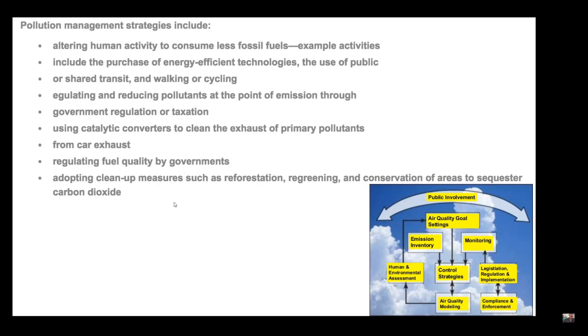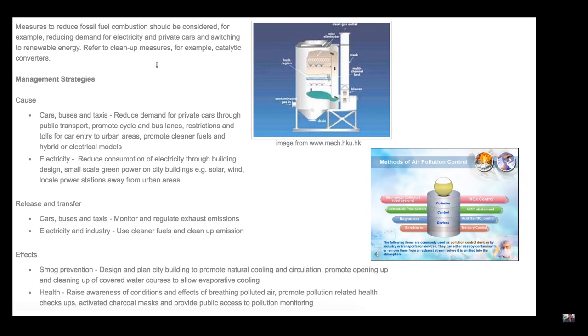Regulating fuel quality by governments, adopting cleanup measures such as reforestation, regreening, and conservation of areas to sequester carbon dioxide. I would also put in education methods for farmers, like in Thailand, I think that'd be big, of having them able to reintroduce that bio waste back into their ground, through better means without burning it, which would also help out these situations, right?